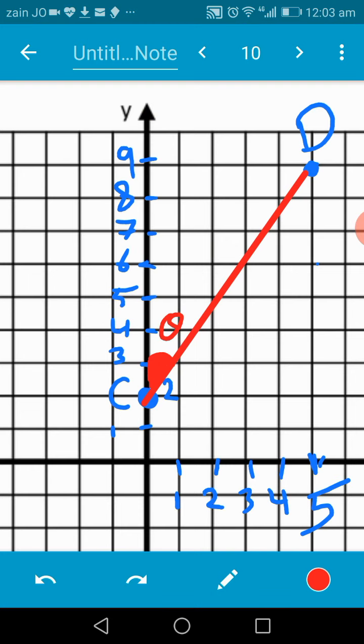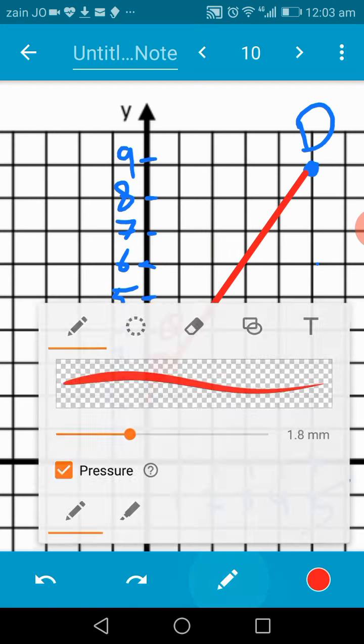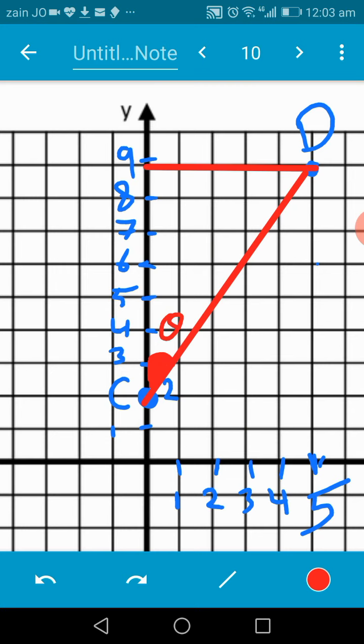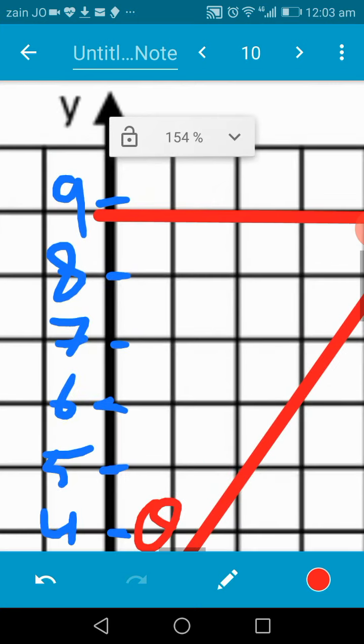Okay, what is your right triangle now? The right triangle is very easy. This is the right triangle, right? This is your right triangle. So this is 90 degrees.